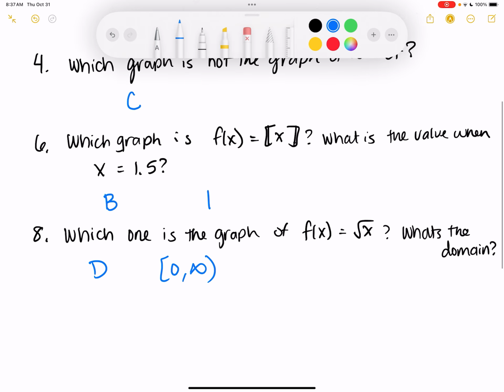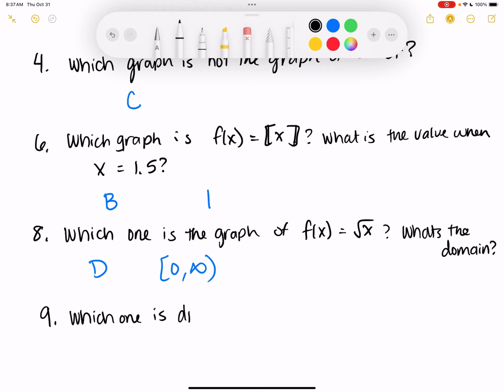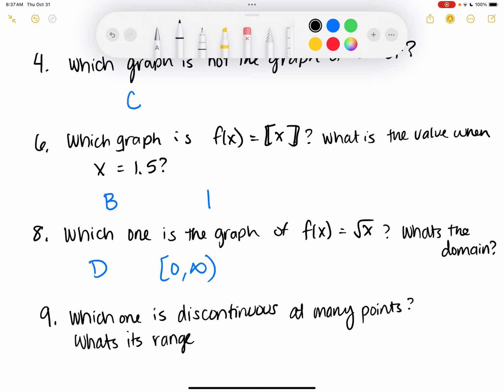Alright, I'm going to do 9 with you just because it's a little different in what it's asking for. It says, which one is discontinuous at many points, and then what's its range? So basically, which graph isn't one continuous function that keeps flowing throughout the graph? Which one? B. Yep, B, the greatest integer function.